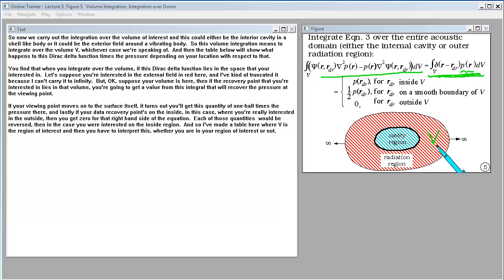If your viewing point moves on to the surface itself, it turns out you get this quantity of 1/2 times the pressure there. And lastly, if your recovery point is on the inside, in this case where you're really interested in the outside, then you get 0 for that right-hand side of the equation. Each of those quantities would be reversed in the case you were interested in the inside region. So I've made a table here where V is the region of interest, and you have to interpret whether you are in your region of interest or not.